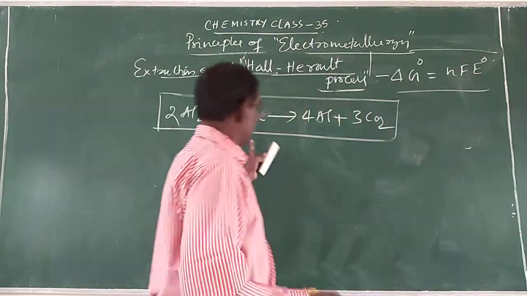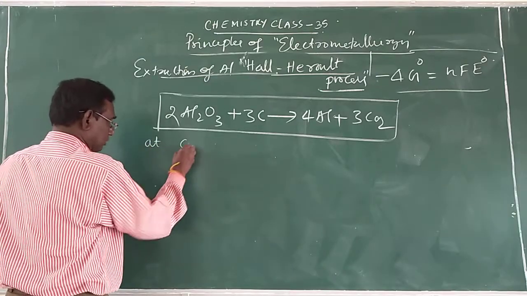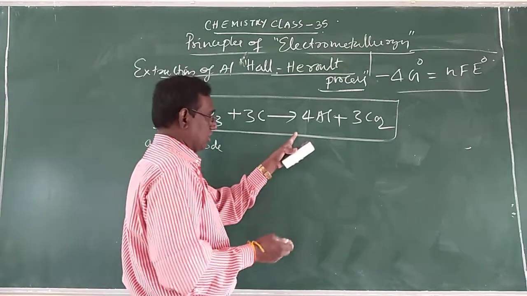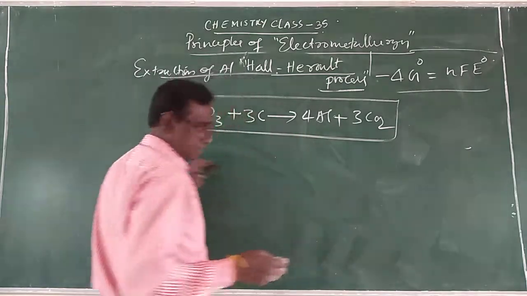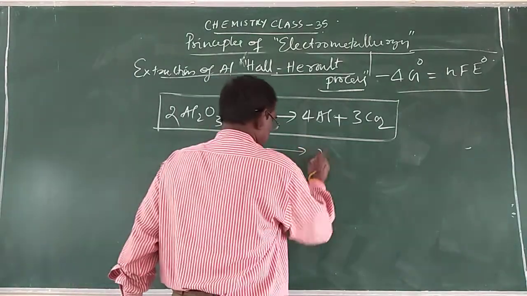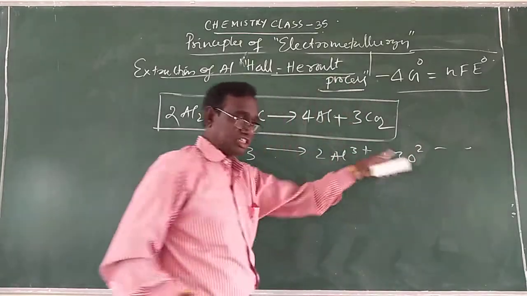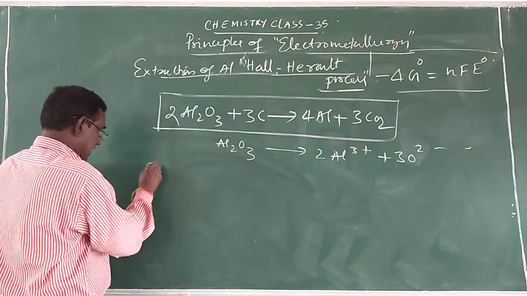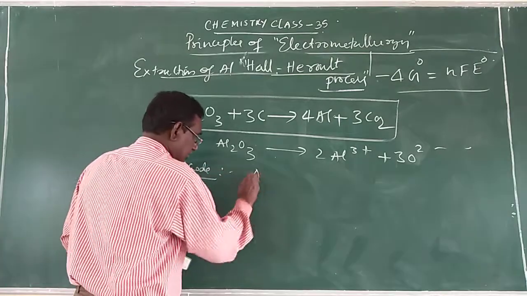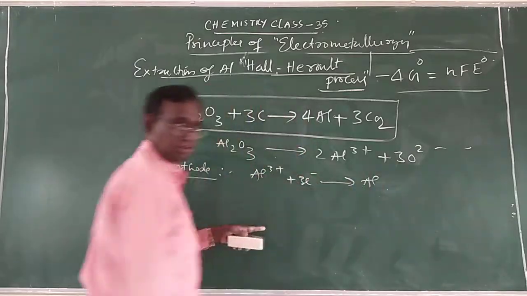And then at anode and cathode you can write the equations. For example, cathode, I am going to write the equation first. For this, you have to write the ionization equation also. That is Al2O3 gives 2Al3+ + 3O2-. It is the oxide ion, it is the aluminium ion. At the cathode you will be getting Al3+ + 3 electrons gives Al, aluminium.